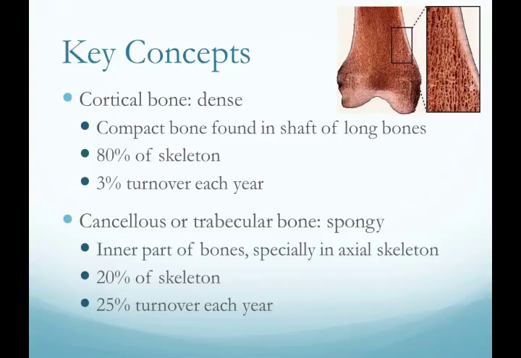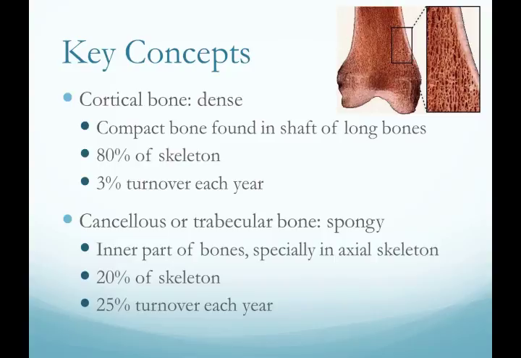The other type of bone is in the center of bones, especially the axial skeleton, like the vertebra, the pelvis, and the hip joint, around the center of the body. The bone that is in the center is called the cancellous bone or trabecular bone, and it has a spongy, cushy appearance. This is also where bone marrow is, in the space between these spongy spaces. So trabecular bone is 20% of the skeleton, but has a lot of turnover, 25% each year.